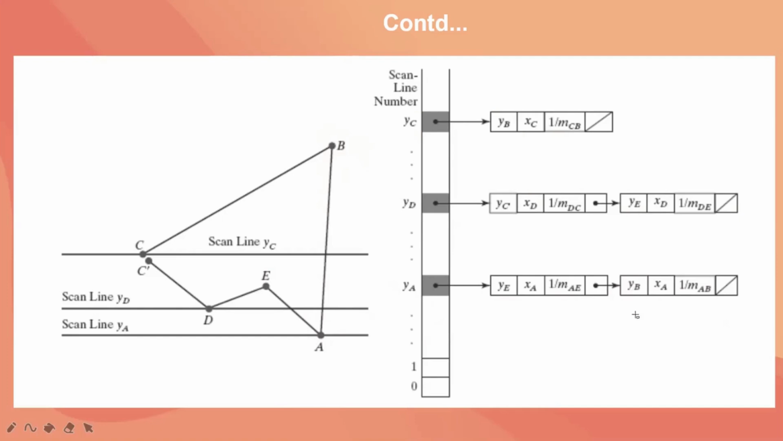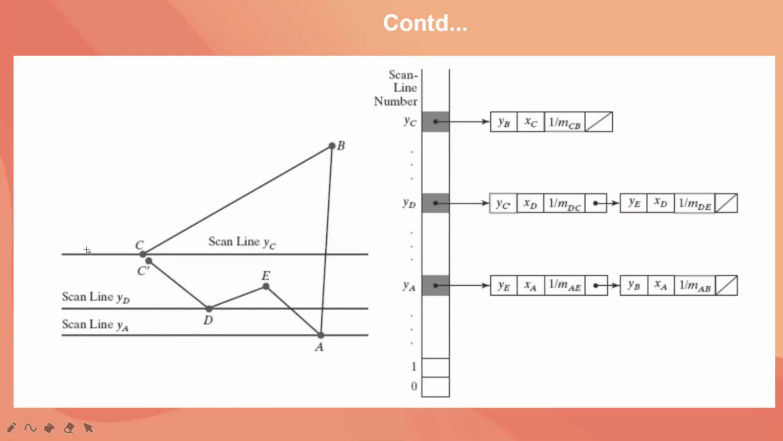Now let's consider the next scan line, that is YD. From YD you can see D to C dash and D to E. Let me consider first D to C dash. So here YC dash, then XD, then slope value 1 divided by M of DC dash. Next you have to consider D to E. So YE, XD, then 1 divided by M of DE, which I have written here.